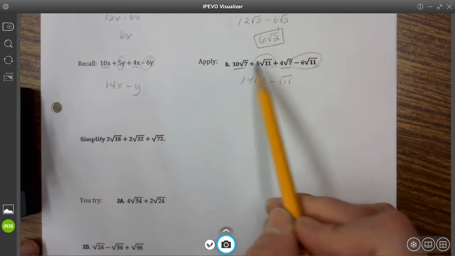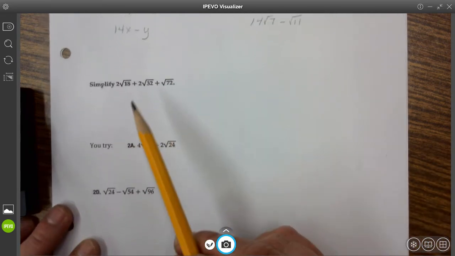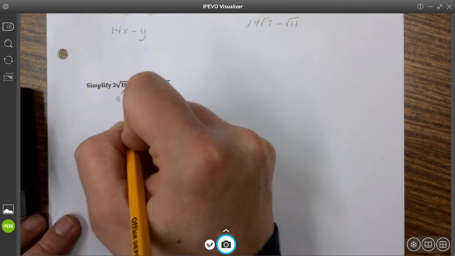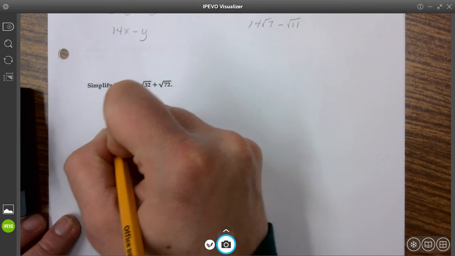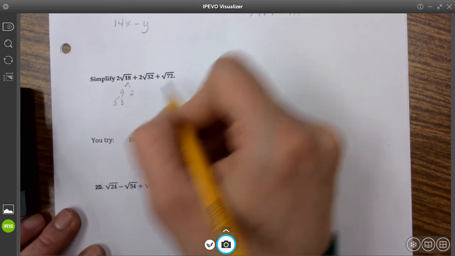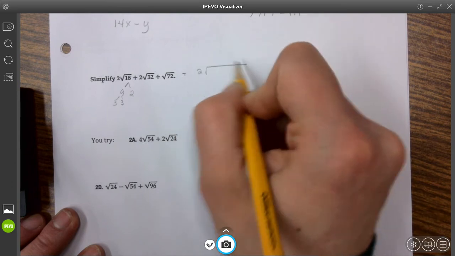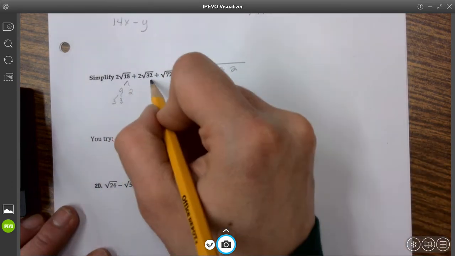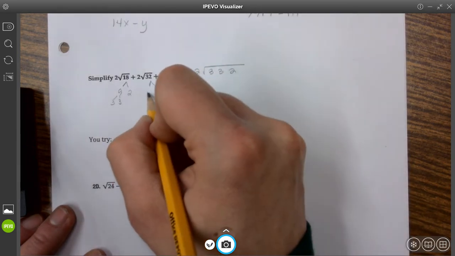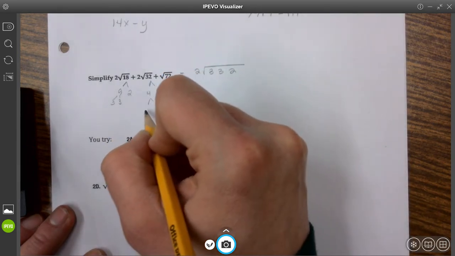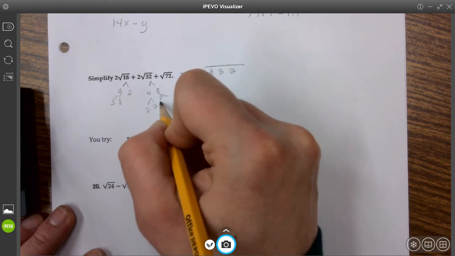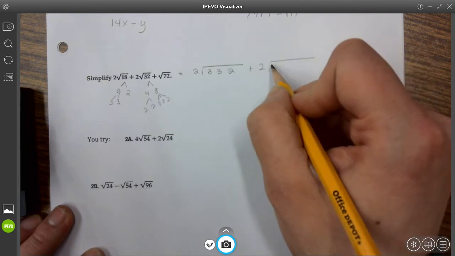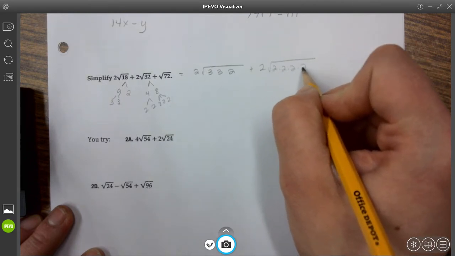So what if they're not all the same? Well, maybe they can be simplified. So if I have a 2 root 18, I see that this is 9 and 2, and then I see this is 3 and 3. So I'm going to rewrite this as 2 root 3 times 3 times 2. I'm just going to leave it there for a second. I see 32 as 4 times 8, which is 2, 2, and 2, 2, 2. So I'm going to rewrite this as 2 root 2 times 2 times 2 times 2 times 2.